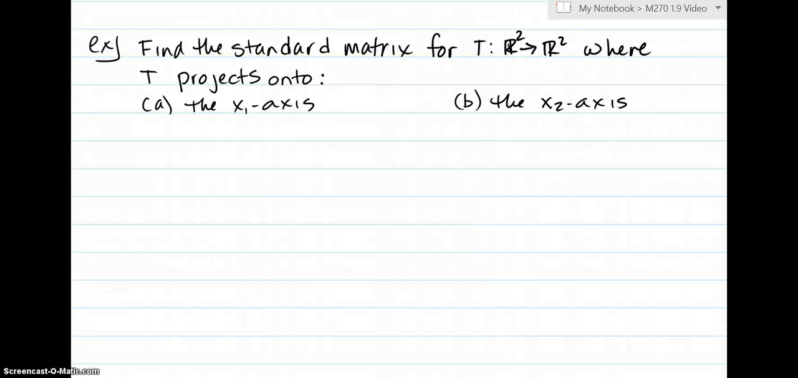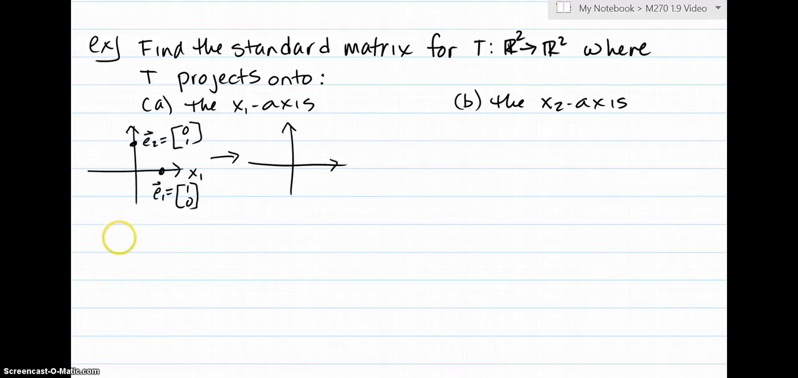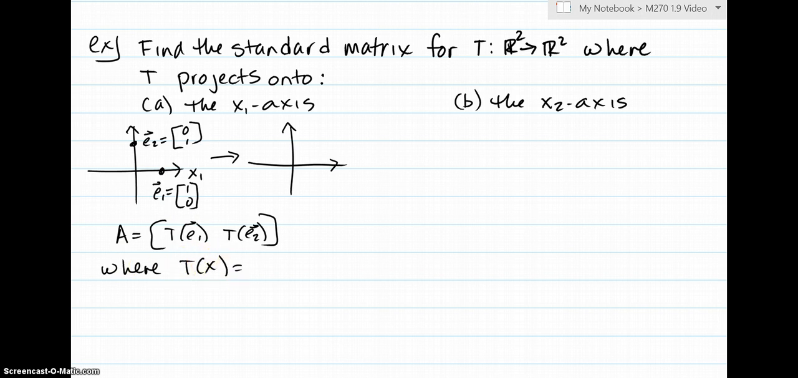Now let's find the standard matrix for the transformation R2 to R2 where T projects onto the X1 axis. So again, we're looking for the matrix A, which is T of E1, T of E2, where T of X equals AX. Okay, so all we need to do is find T of E1 and T of E2. So we want to project onto the X1 axis.